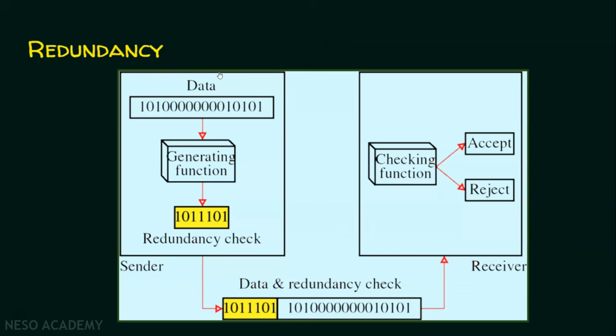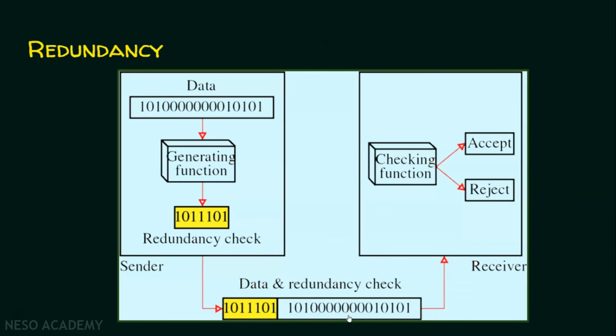In redundancy, suppose this is the sender side and this is the receiver side. The sender has data to be sent and gives it to a generating function, an algorithm, which generates a code that we call the redundant code, redundant bits, or redundancy check. This information is appended to the message that has to be sent. The redundant bits are added, just appended, to the message, and the whole information is now sent to the receiver.